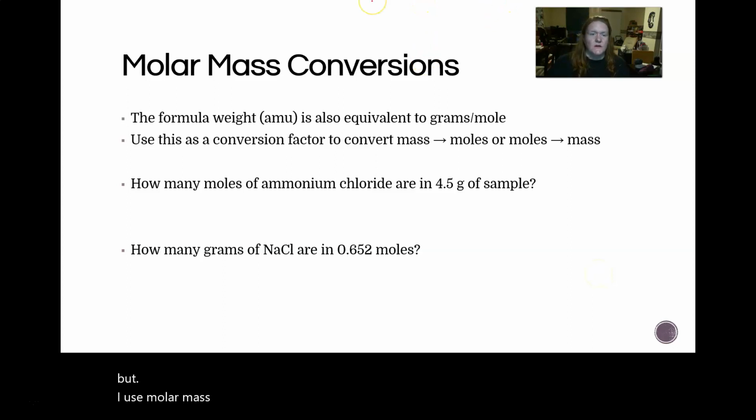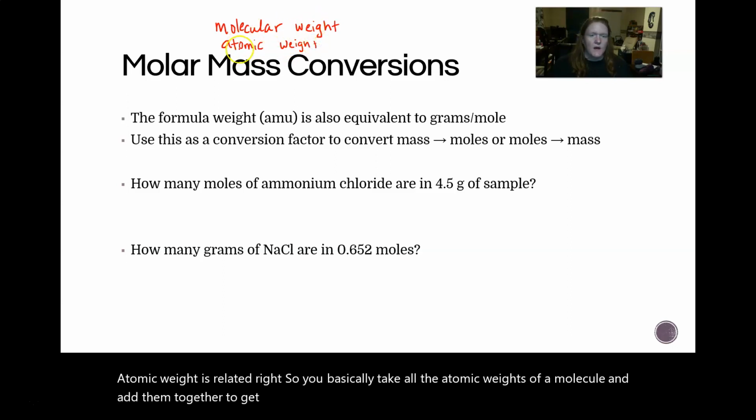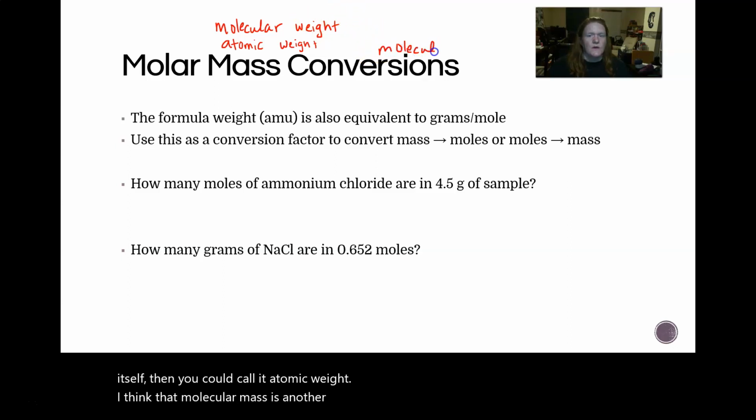You might also hear molecular weight. Atomic weight is related, right? So you basically take all the atomic weights of a molecule and add them together to get a molecular weight. But if you just have an element or an ion by itself, then you could call it atomic weight. I think that a molecular mass is another one too. So I think that about covers it.